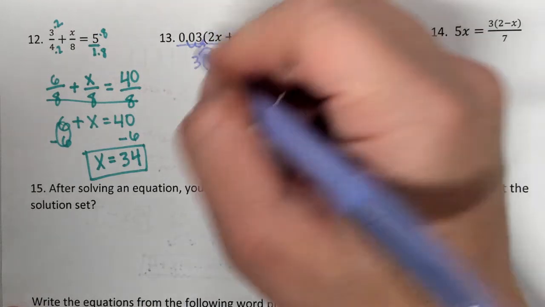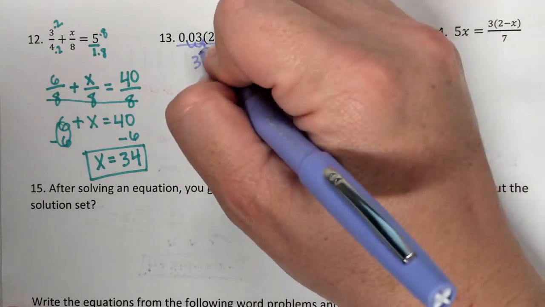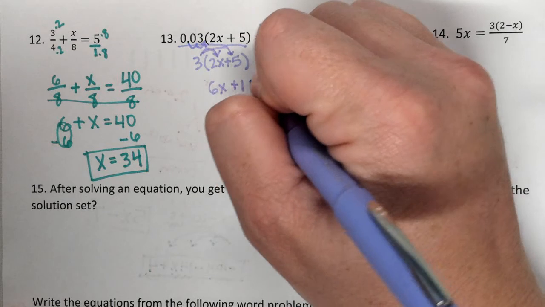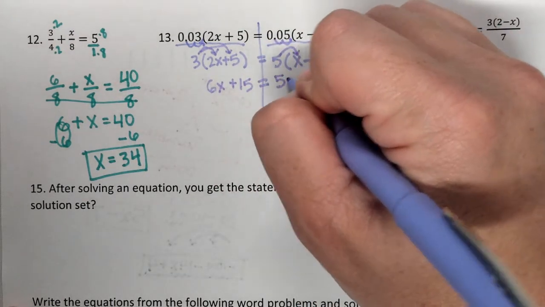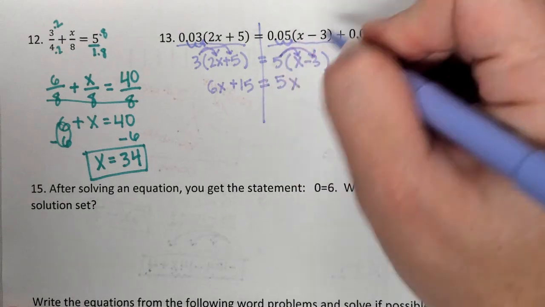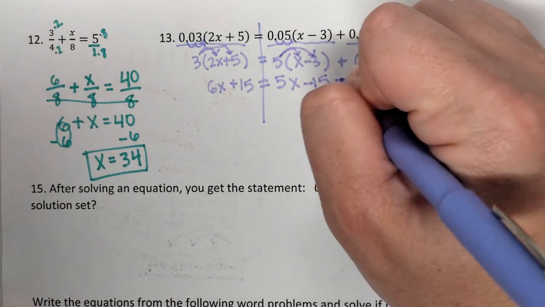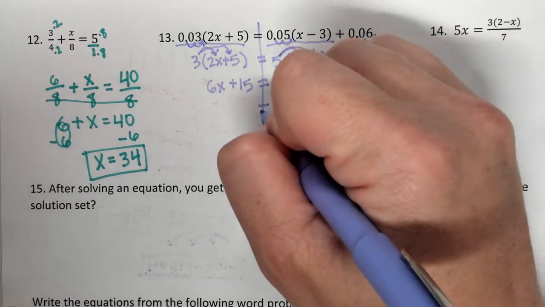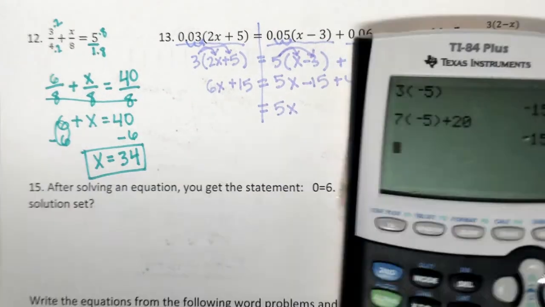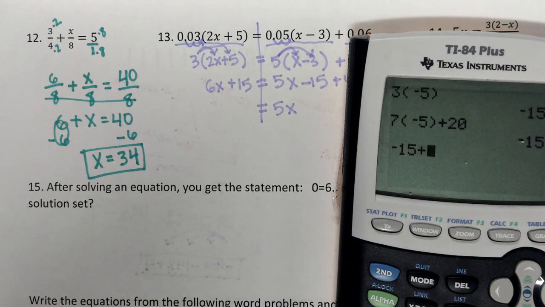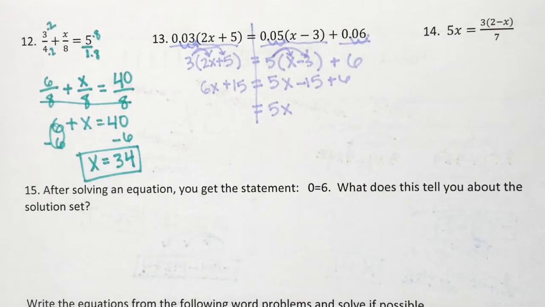3 times 2x is 6x. 3 times 5 is 15, equals 5 times x is 5x. 5 times negative 3 is negative 15, plus 6. So this side can still be simplified, so 5x, negative 15 plus 6 is negative 9. Yep, negative 9.